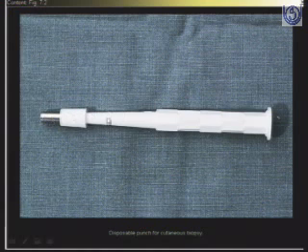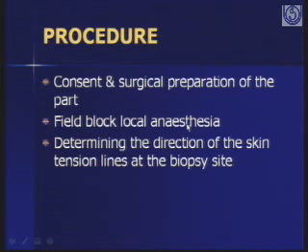This is the cutting edge, and this is the handle. After you take consent of the patient, you clean the part with spirit and betadine and then spirit. You give a local anesthesia. Then you determine the direction of the skin tension lines at the biopsy site. This is very important so that you get a good scar afterwards.